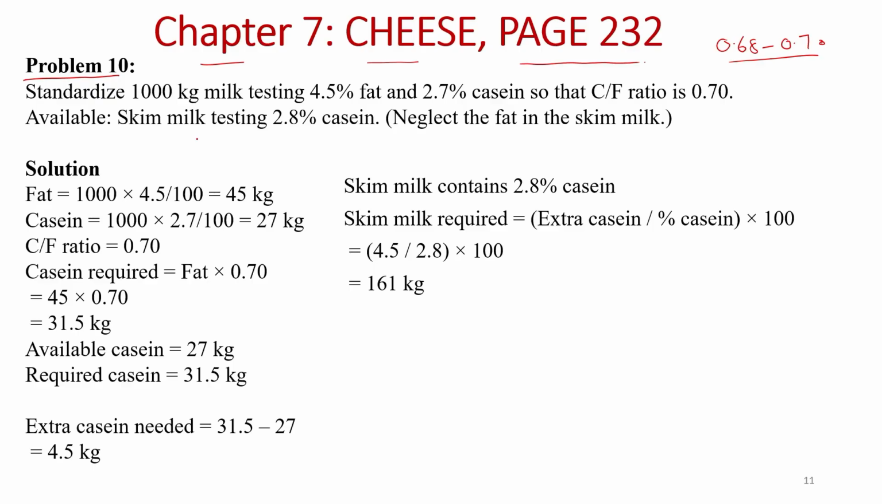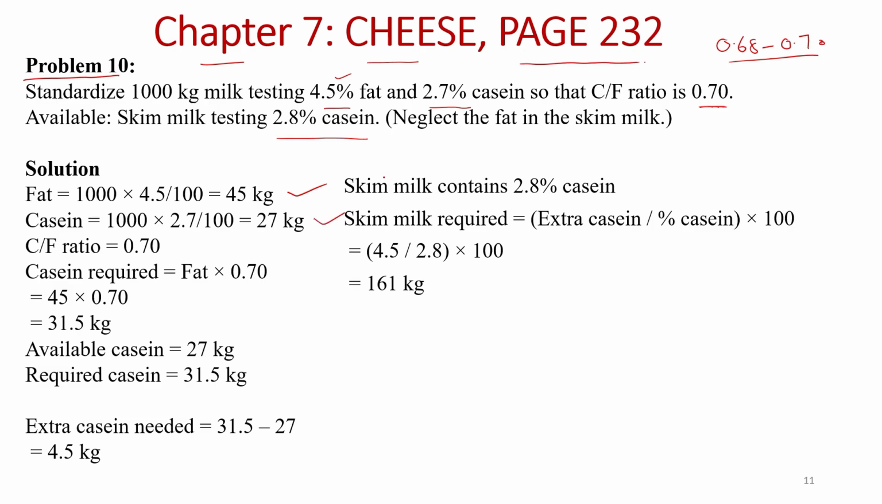So let us see this problem. We are given 1000 kg of milk testing 4.5% fat, 2.7% casein, and we have to adjust the casein to fat ratio to 0.7, and skim milk testing 2.8% casein is also given. So if you see in milk how much fat is there, 4.5 divided by 100 into 1000, that is equal to 45 kg. How much casein is there in the milk? It is 2.7 divided by 100 into 1000, that is equal to 27 kg.